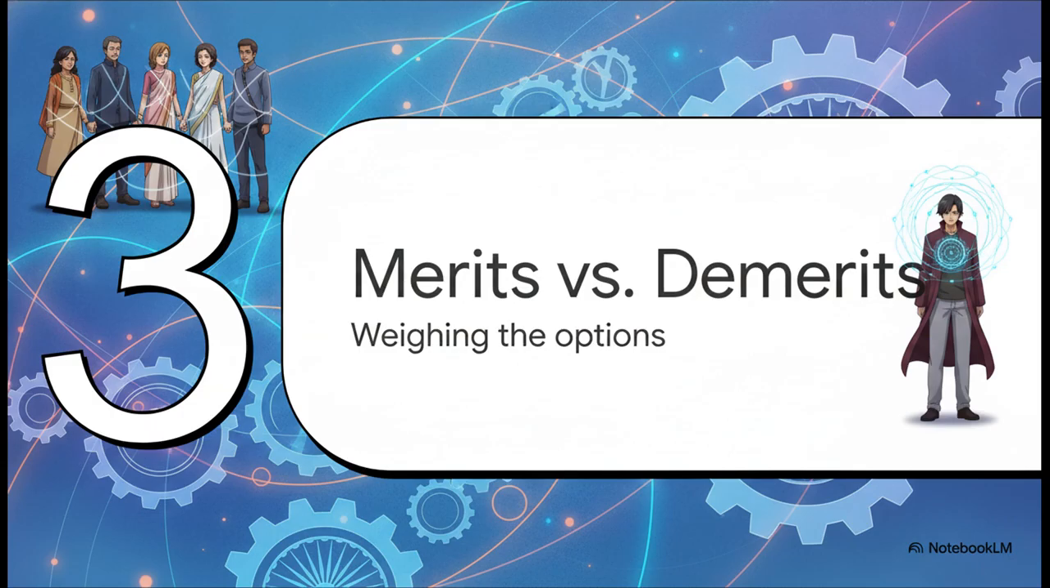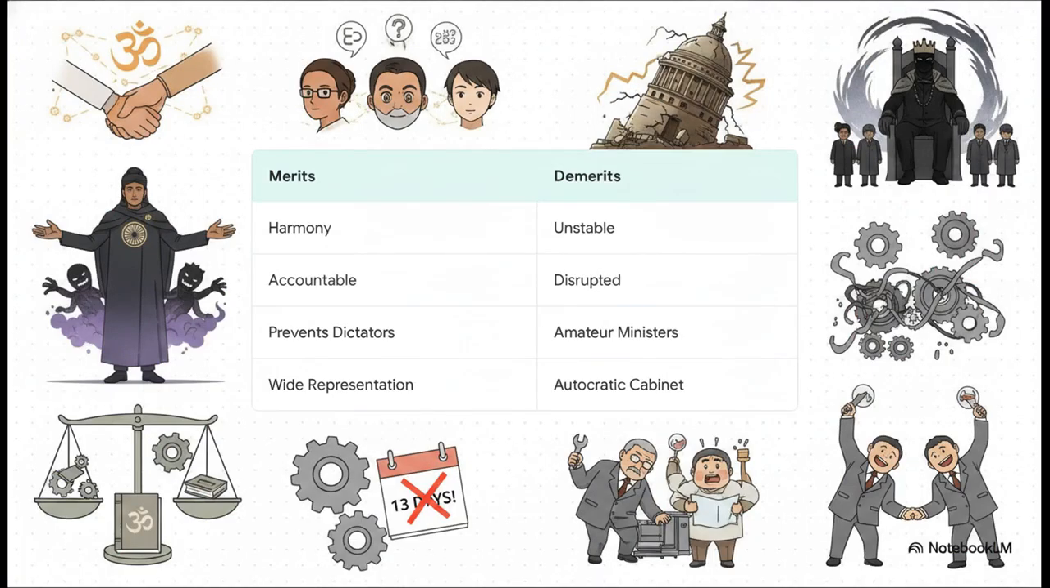Which brings us to Section 3, Merits versus Demerits. It's a massive trade-off, right? On the plus side, you get incredible harmony between branches, plus a diverse cabinet that really actively prevents a dictatorship. But man, that comes at a heavy cost, extreme instability. To put that into perspective, we have literally seen an Indian government collapse in just 13 days.